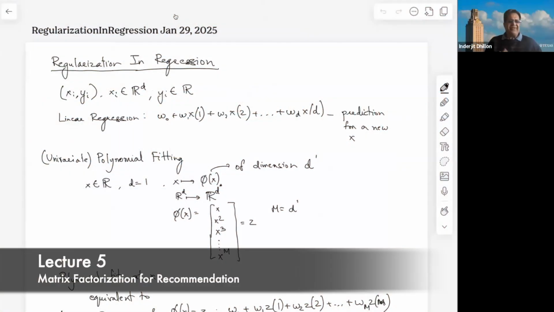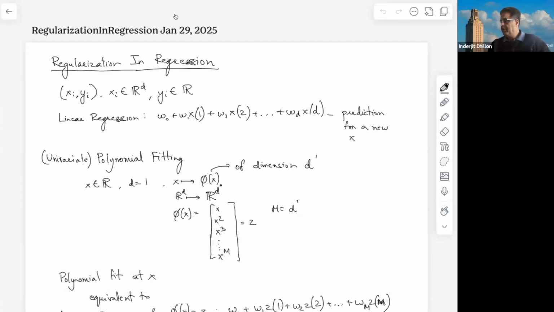So today, in some sense, will be the last lecture on regression, but I will talk a little bit about a seemingly different problem of collaborative filtering, recommendation, or missing value estimation. And we'll see how regression naturally comes in. And then we will give you a homework today on the Netflix problem.